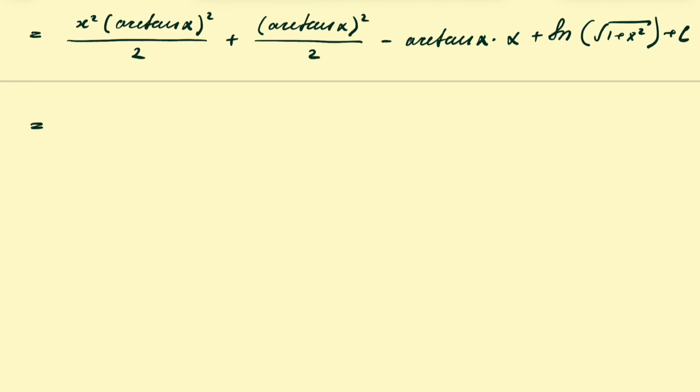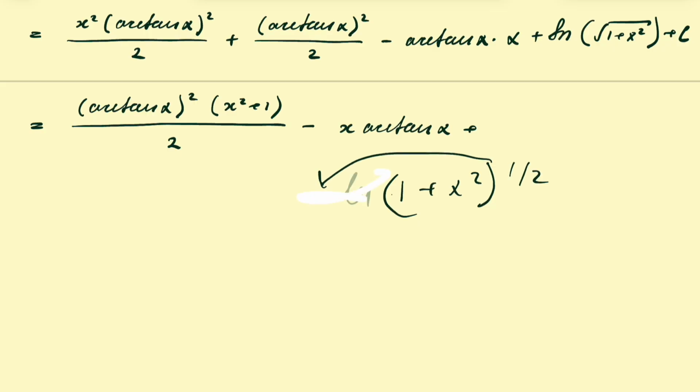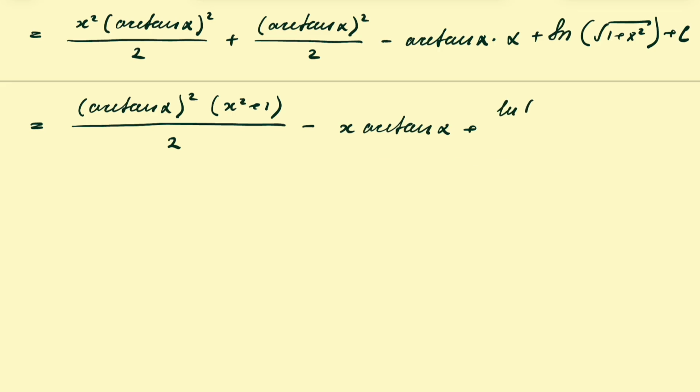Now let's rewrite this in a more neat way. So we just rewrite arctangent of x squared times x squared plus 1 over 2. Then we subtract x times arctangent of x, and we can write this as 1 plus x squared to the power of 1 over 2, and it goes out of the logarithm. So we can write this as ln of 1 plus x squared over 2. In fact, we could also write it here, right? Yeah, but anyways, plus c. So this is our final answer.